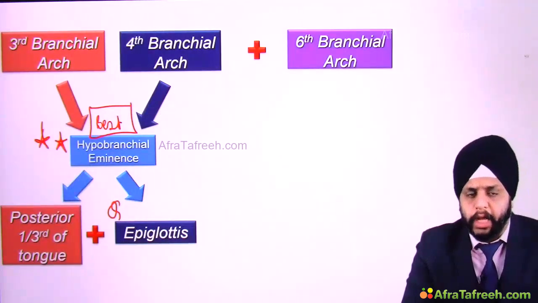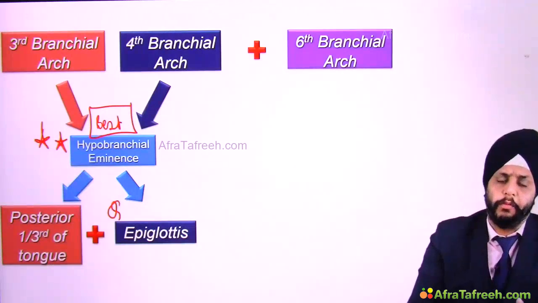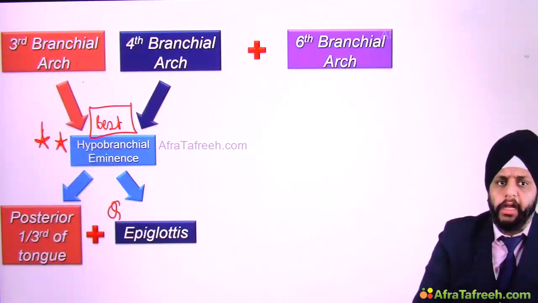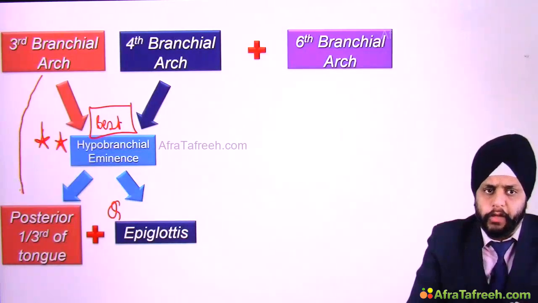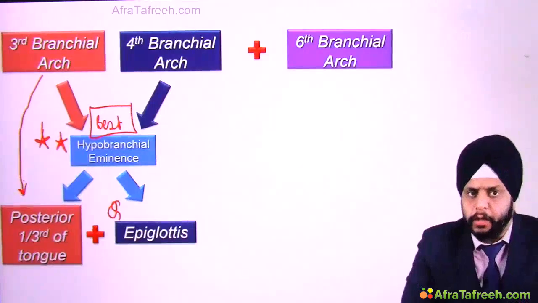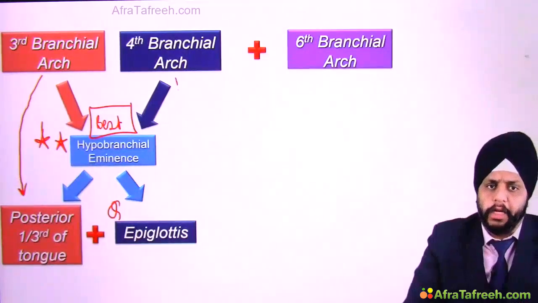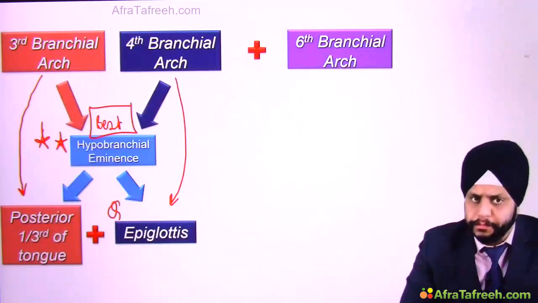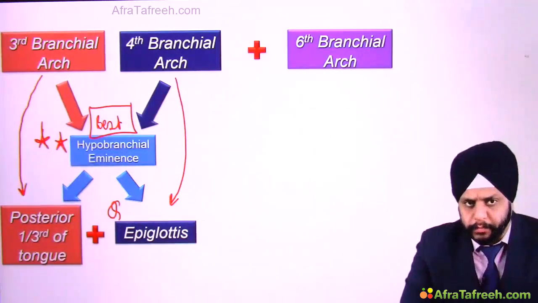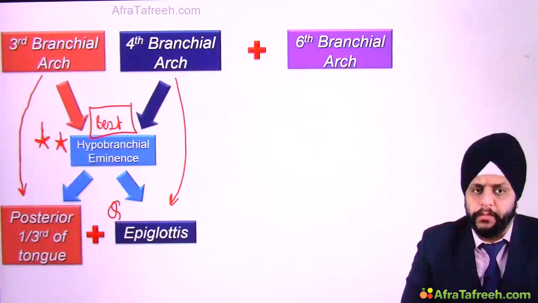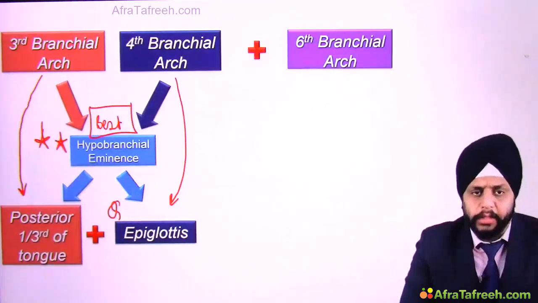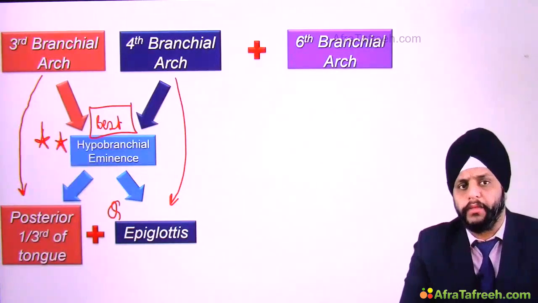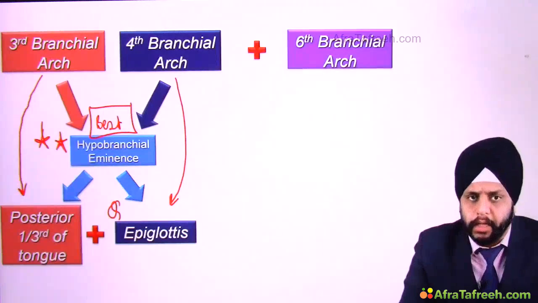So remember, the hypobranchial eminence forms posterior 1/3 of tongue, and it is thought that the third branchial portion actually forms the posterior 1/3 of tongue, and the fourth branchial arch portion forms the epiglottis. That is how it is believed. Although the best answer, again I am saying, is hypobranchial eminence, but if it is not there, then for epiglottis you can mark the answer as fourth branchial arch.